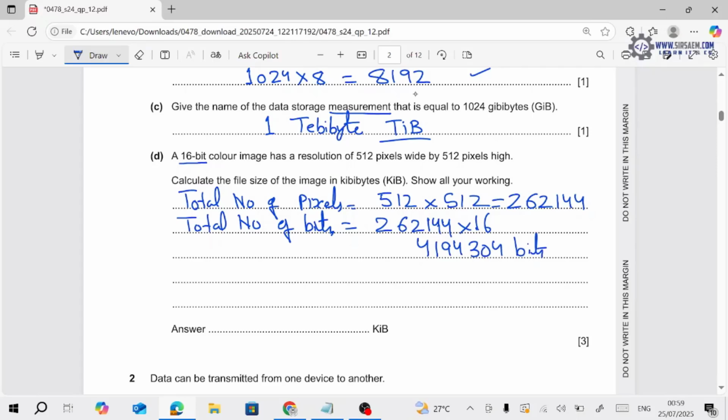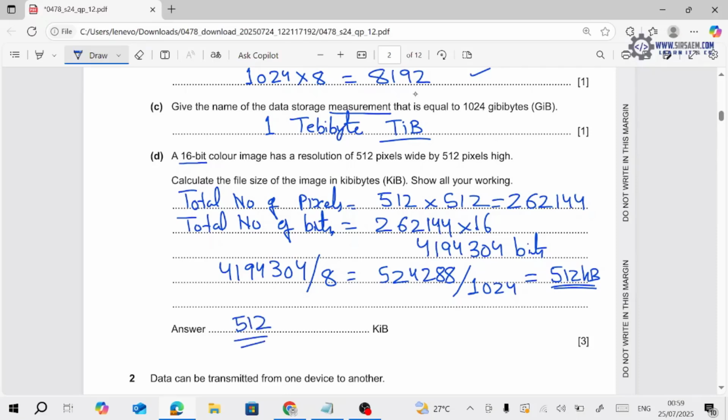If now we want to convert bits into bytes, so obviously all we have to do is divide this by 8, and further, if we want to convert bytes into kilobytes, we will divide this by 1024, and if we do so, what we get is 512 KB, okay, which is also equivalent to 0.5 MB. So we have over here 512 as the answer.